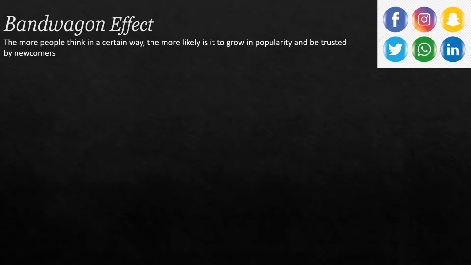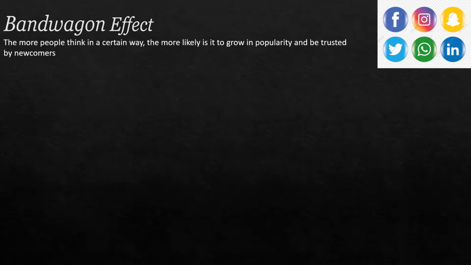To start out with, I would like to introduce the bandwagon effect. Now, it's defined simply as the more people think in a certain way, the more likely it is to grow in popularity and be trusted by newcomers. It's as simple as, for example, you head out and meet 10 or 15 of your acquaintances and they tell you about a particular product, and then you start to have a positive frame about that product. And in some of the cases, you may go out there and end up buying the product.